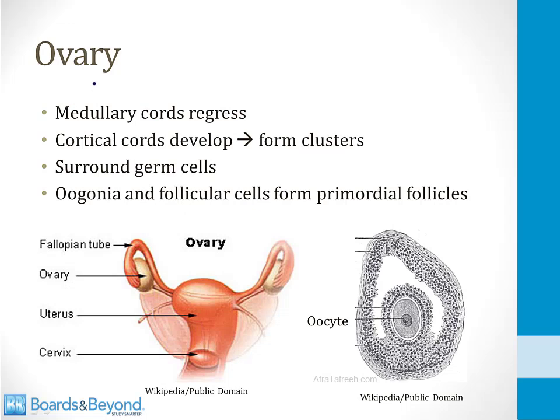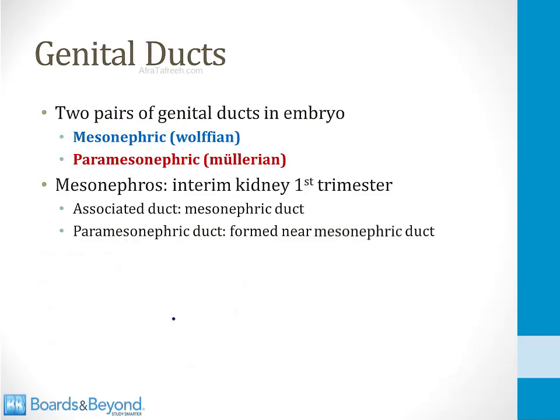The female does not have the SRY gene, so the medullary cords we just discussed will regress. A different type of cords called cortical cords will develop. They will form clusters in the gonad and surround the germ cells, and then the oogonia and follicular cells will form into primordial follicles inside of the ovary. So now we've talked about how the developing embryo begins with two indifferent gonads, and if the embryo has a Y chromosome and the SRY gene, then testes will develop. If the embryo does not have a Y chromosome, then ovaries will develop.